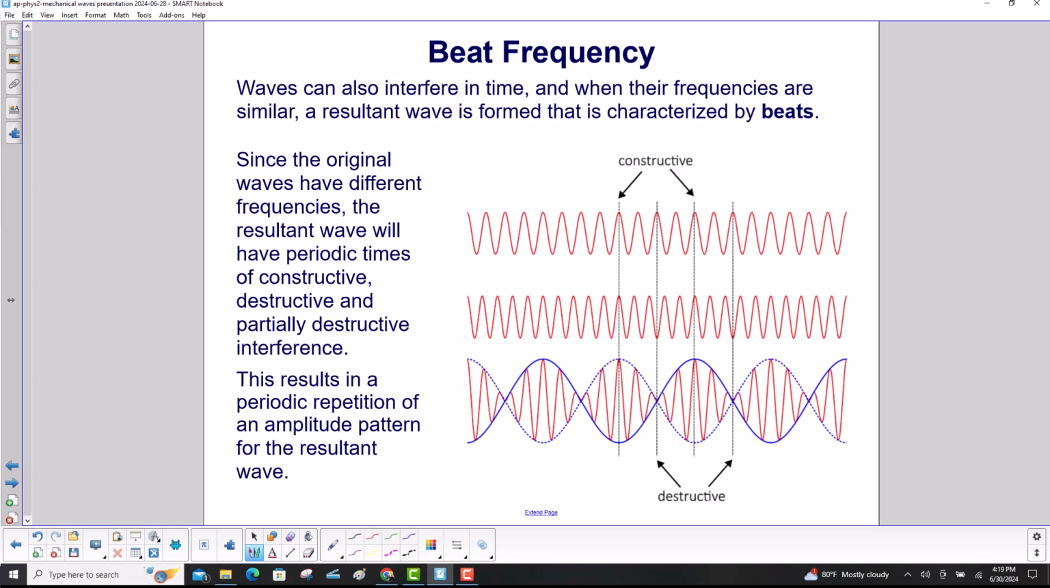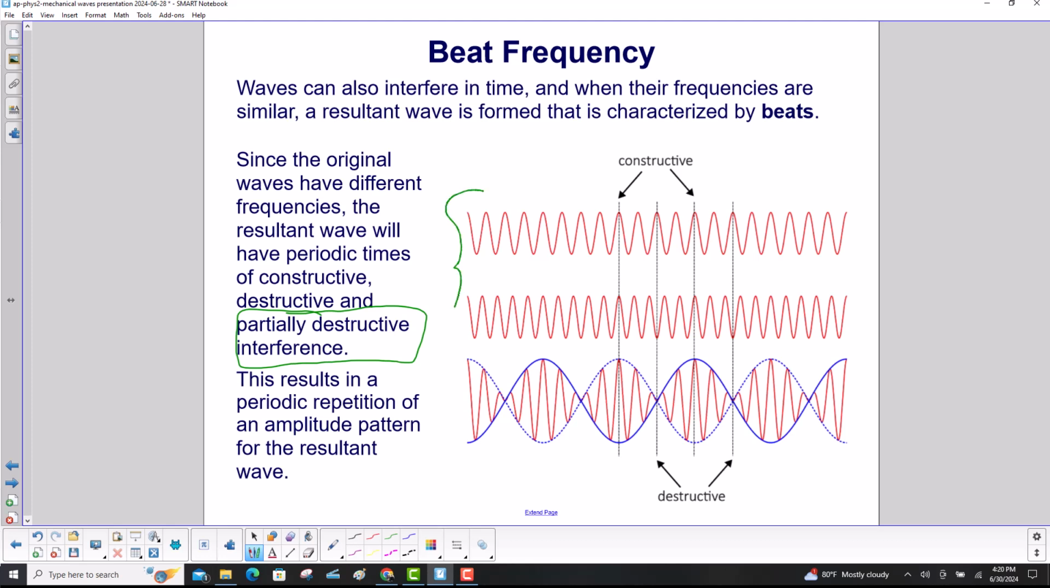Waves can also interfere in time, and when their frequencies are similar, a resultant wave is formed that is characterized by beats. Since the original waves have different frequencies, the resultant wave will have periodic times of constructive, destructive, and partially destructive interference. Remember when I said we weren't going to deal with that in sound? Well, we're going to deal with it now for the beat frequency. This results in a periodic repetition of an amplitude pattern for the resultant wave.